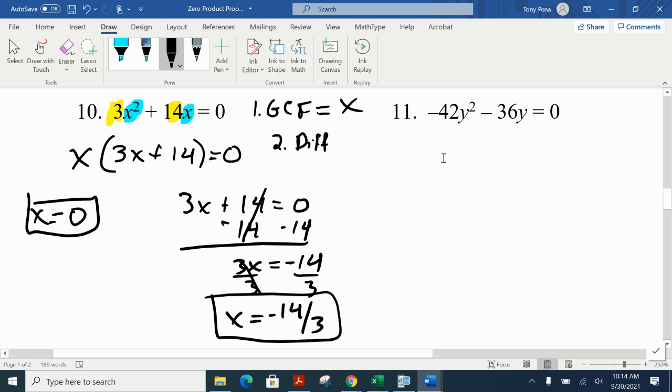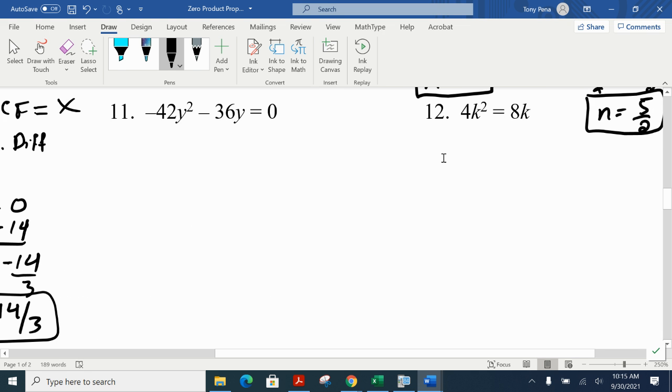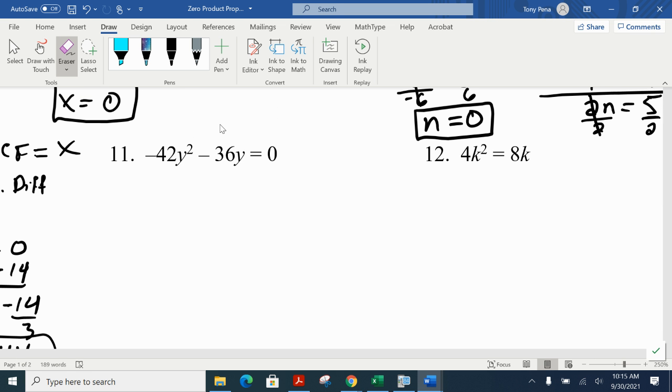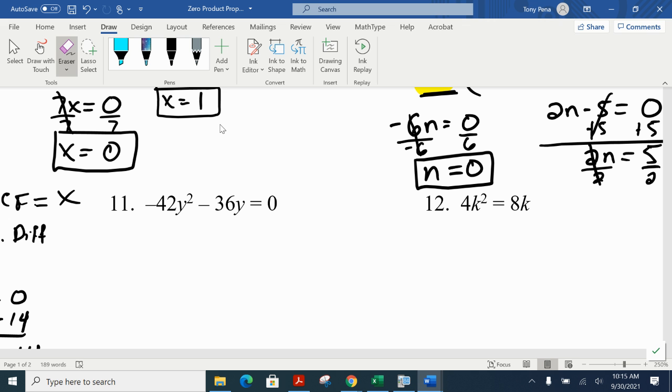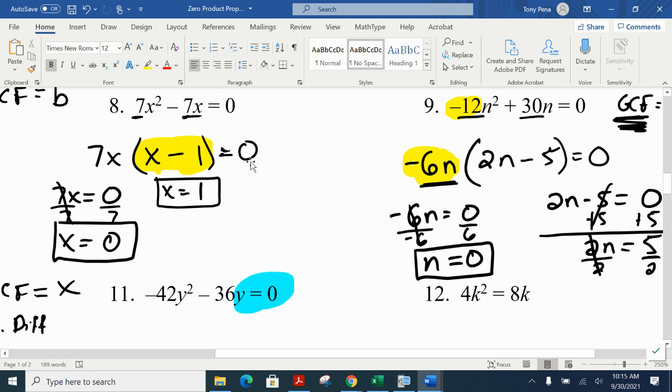All right, 11 we're going to skip for right now. Jump to number 12. I want to try to get through enough of these here. So go to number 12. Number 12 is the first one where now we add another layer, another little step here. So every single problem, if you look back at all 11 problems before 12, notice how they were all set equal to zero.